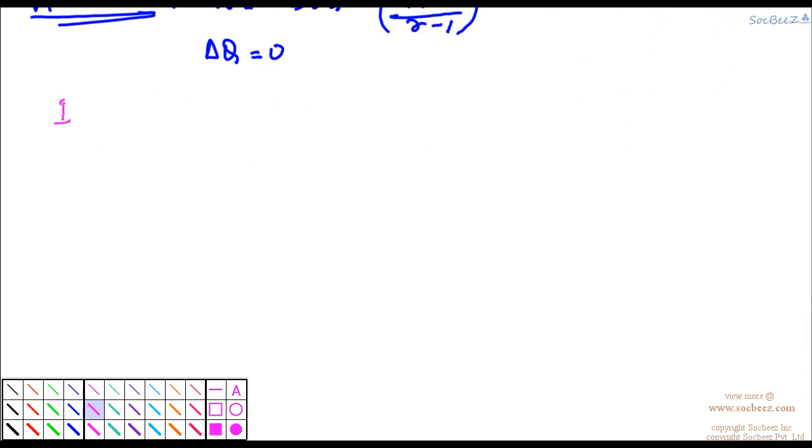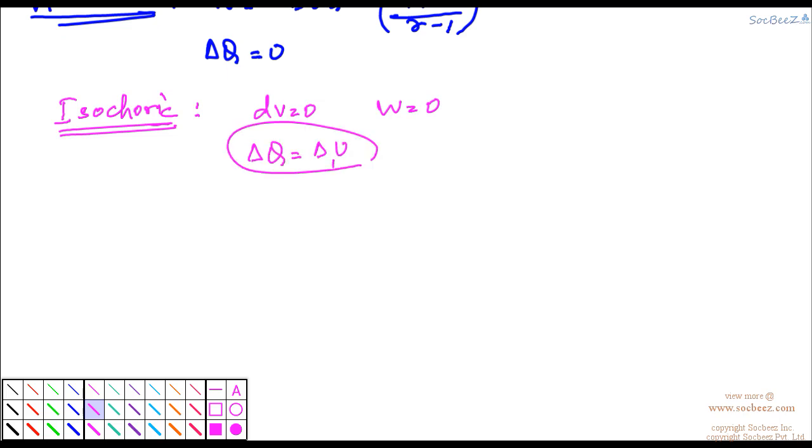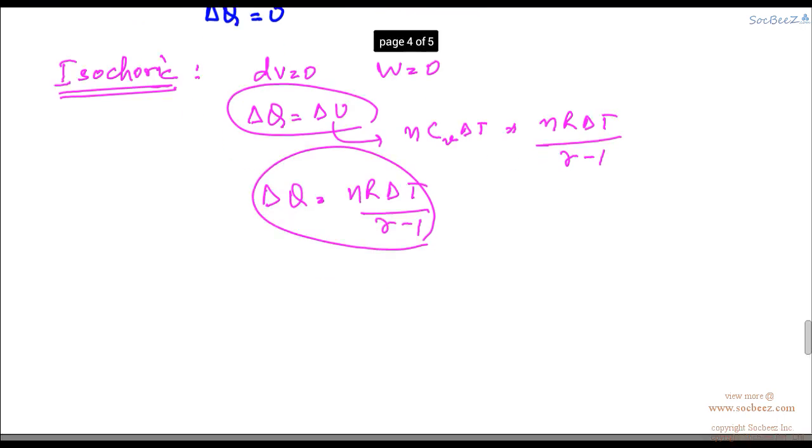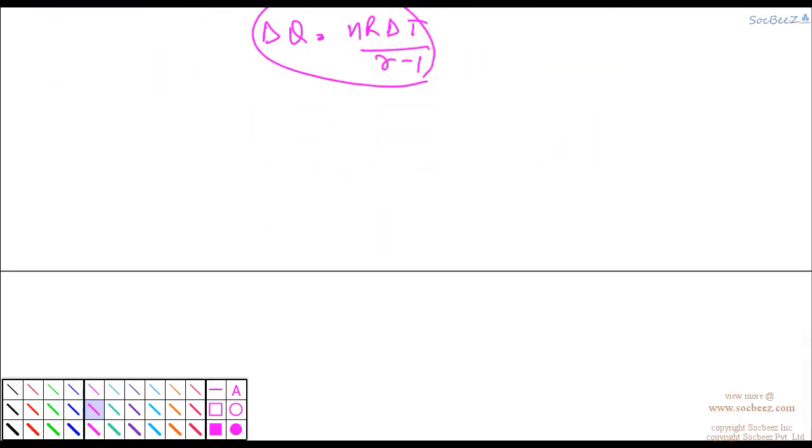Now let's try and do the third process we learned, that is the isochoric process. In the isochoric process, we know that dV is 0, so work is obviously equal to 0. So the total heat supplied is nothing but delta U, and as we know, delta U is nothing but nCV delta T, or we can write nR delta T upon gamma minus 1. So delta Q is nothing but nR delta T by gamma minus 1. So this was pretty straightforward.